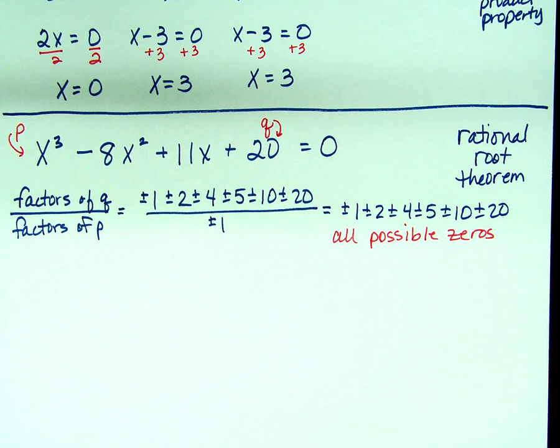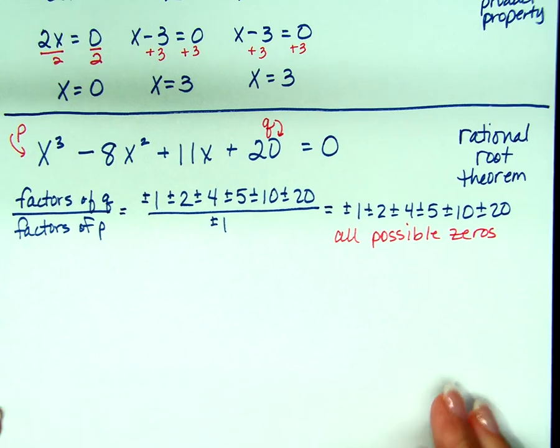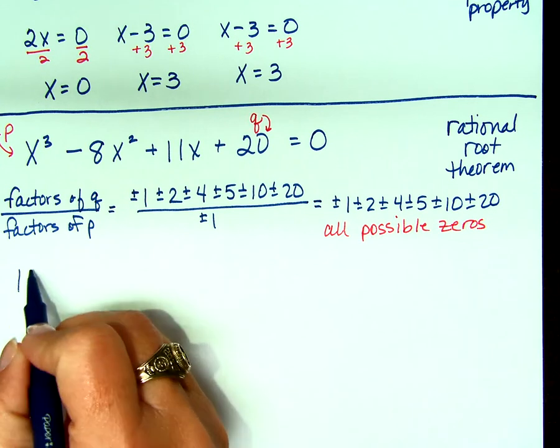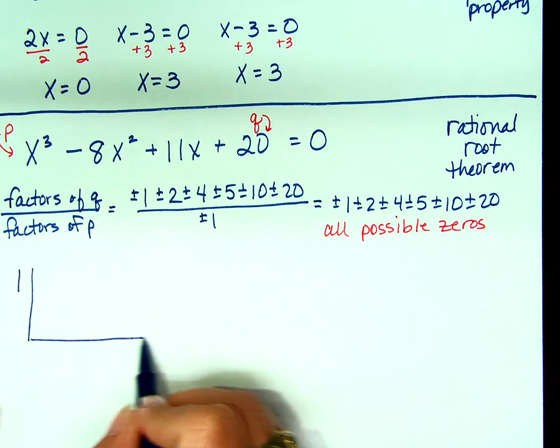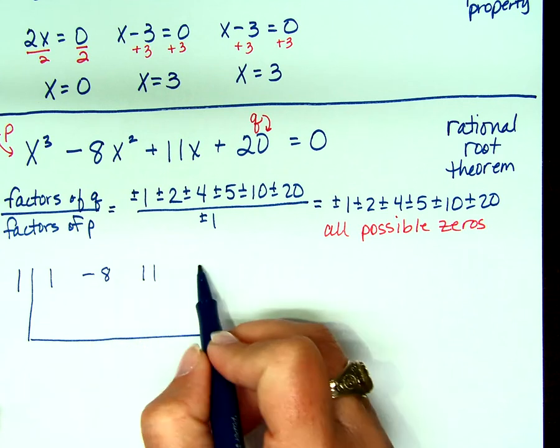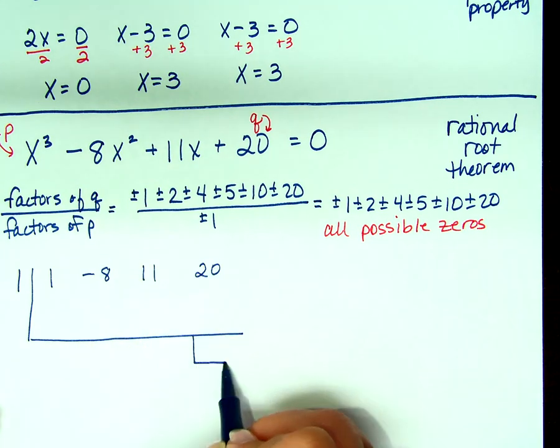How many zeros should I find that are solutions here? Fundamental theorem of algebra says 3, right? Highest exponent is 3. I should find 3 solutions that work here. So, can I show you how we're going to do this? Is it okay if we start with 1? Setting up synthetic division: 1, negative 8, 11, 20.